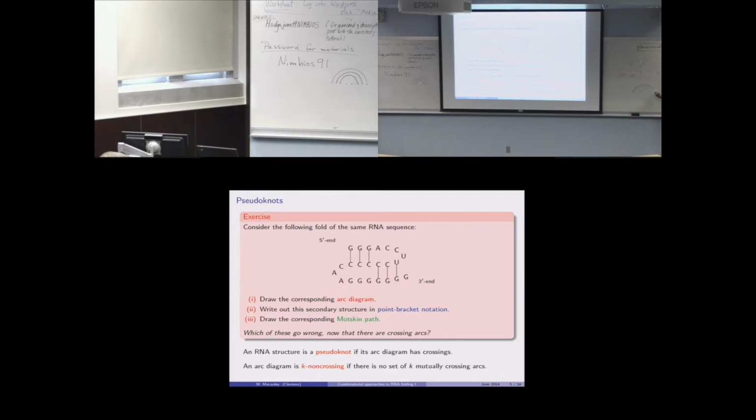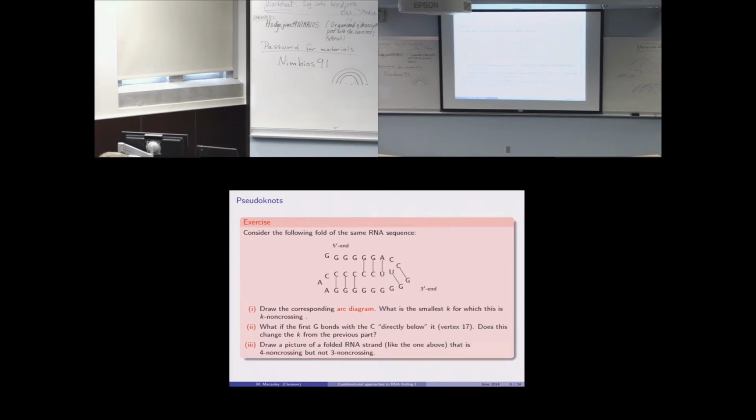Right here, this is a pair of crossing arcs, two arcs that cross. If I throw in any other third arc, it's not going to cross both of these. So this is a 3 non-crossing structure. If I were to add that arc, now this would not be 3 non-crossing. It would be 4 non-crossing, because here's a triple of arcs that crosses, but there's no 4-tuple of arcs. OK.